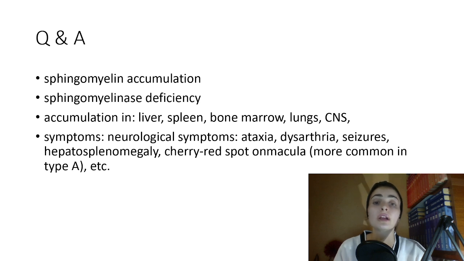And because it accumulates in the bone marrow, the patient can have anemia and thrombocytopenia, and therefore paleness and easy bruising. Because it can accumulate in the lungs in certain types of Niemann-Pick, the patient can have lung problems and problems with breathing.